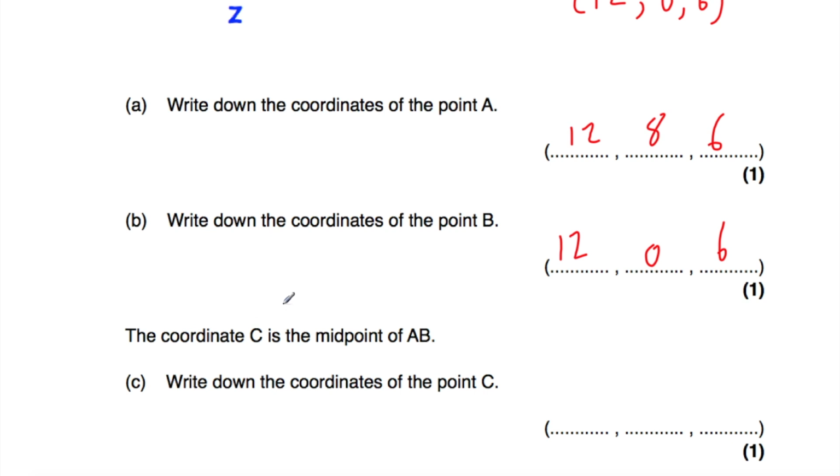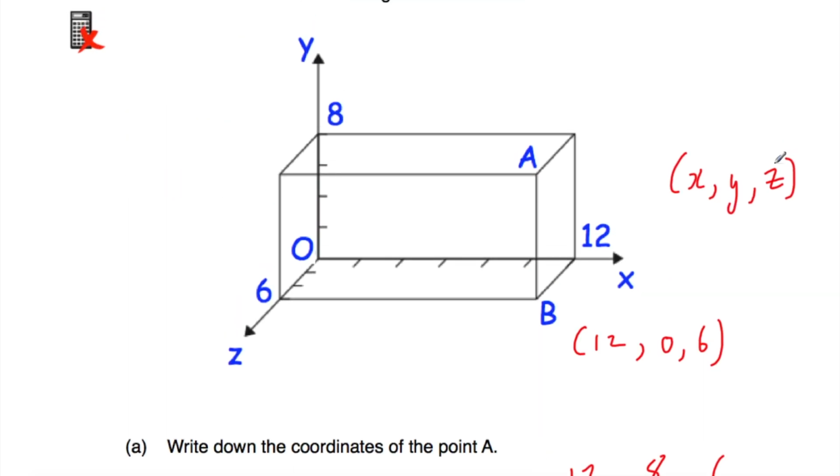And then we're told the point C is the midpoint of AB. Write down the coordinates of point C. So C is the midpoint of AB. So we've got AB here, and C is the midpoint, so C is in the middle there. We want to find the coordinates of this point here. So we've got the coordinates of point A are 12, 8, 6. We've got the coordinates of point B are 12, 0, 6. And then if we want to find the coordinates of the midpoint, we can add them together and half it.